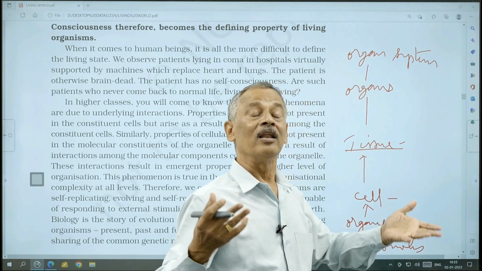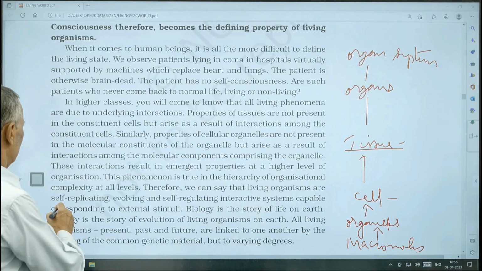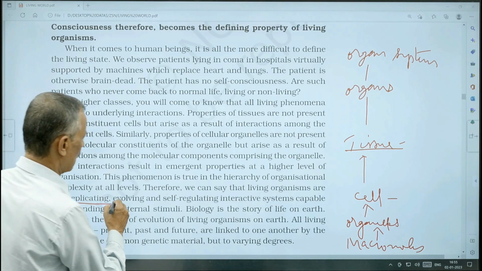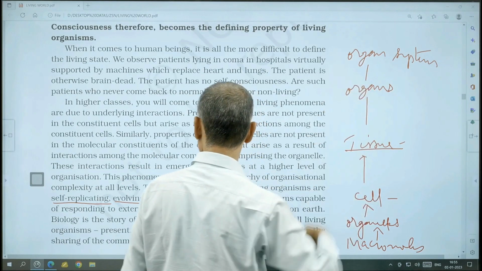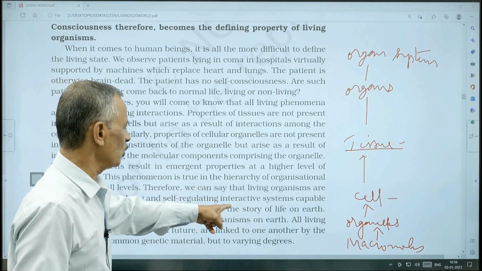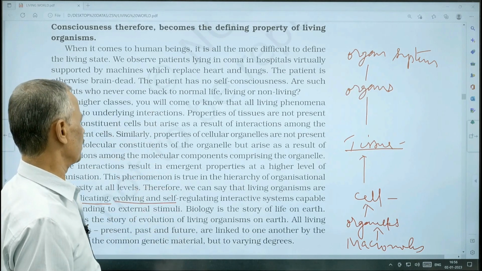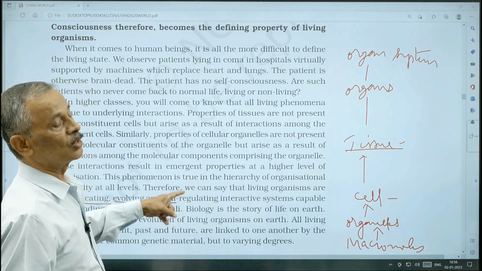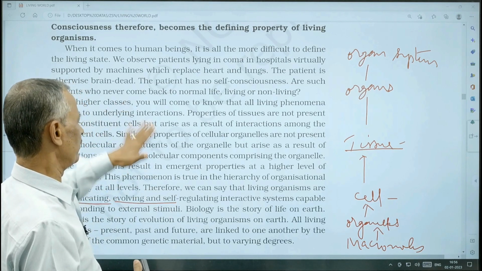So they are all showing different properties. So the only thing we can say is that living things are self-replicating, evolving. See, they are going on evolving from simple to complex. They are all self-replicating, evolving, self-regulating interactive systems. They are capable of controlling themselves, self-regulating, capable of responding to external stimuli, that is, with consciousness. That is the simplest definition we can give for a living thing.